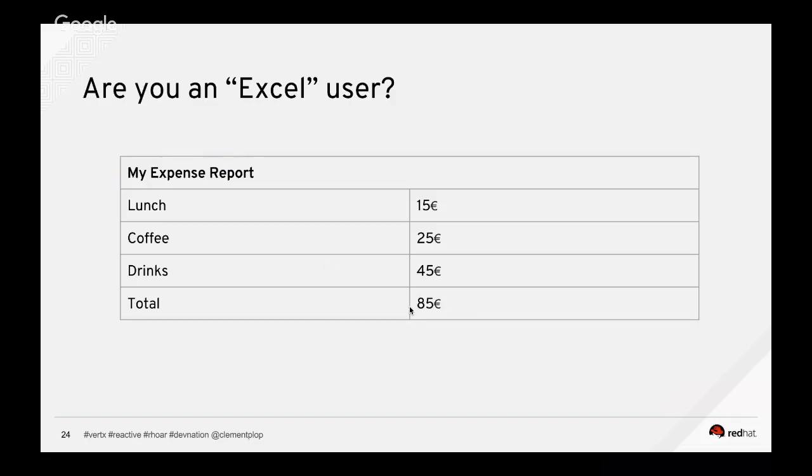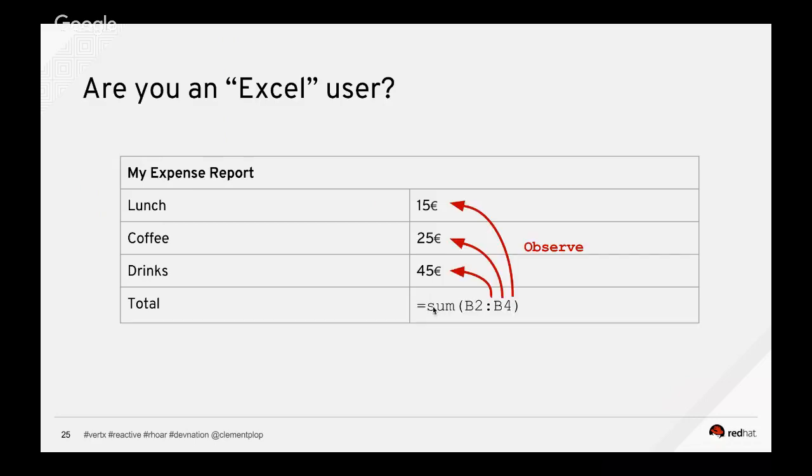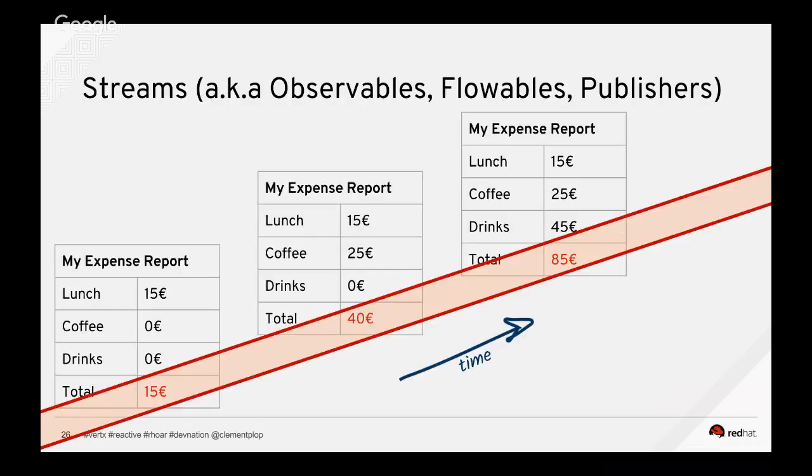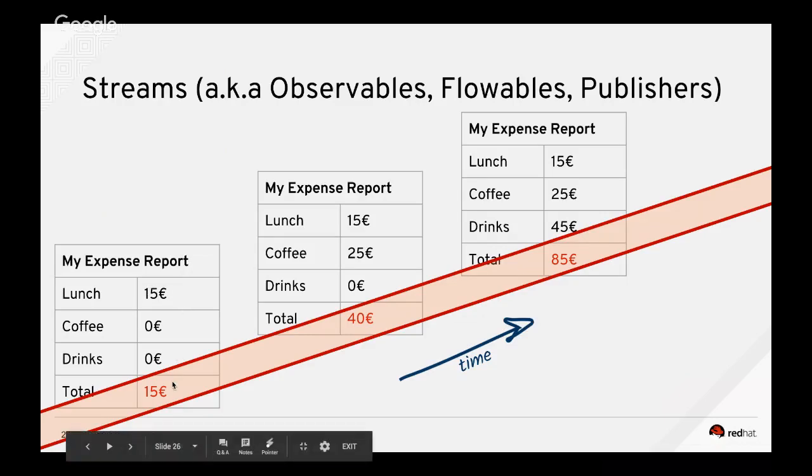But if you're an Excel user, you know that this is actually a formula that is expressed in terms of the other cells. Right? So there is an observation. As soon as one of these cells changes, these cells observe the change and recompute the new value. And over time, we have something very interesting happening, because at the beginning, I have only my lunch, 15 euros. Okay, so this becomes 15.